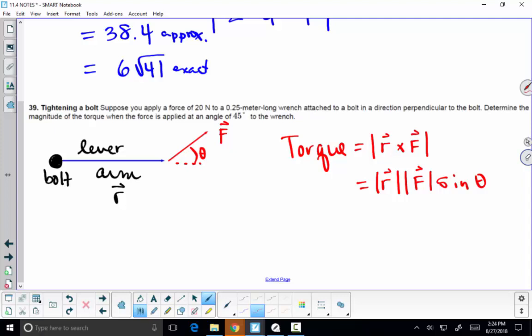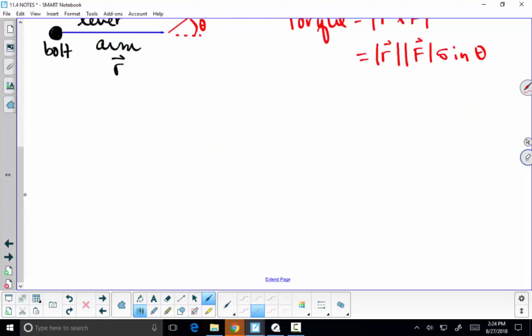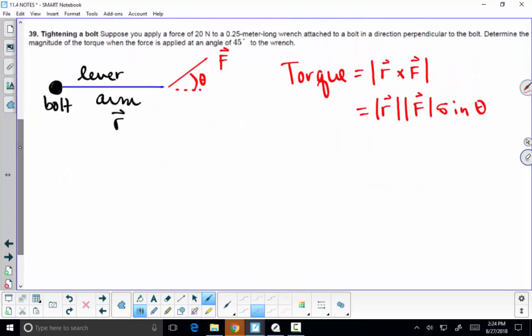So in this particular case, let's see if we can come up with our vectors that represent the R and the F. Let's see what they say. So suppose you apply a force of 20 newtons. Torque, a lot of times they use the Greek letter tau to represent. So they tell us that the force is 20 newtons.